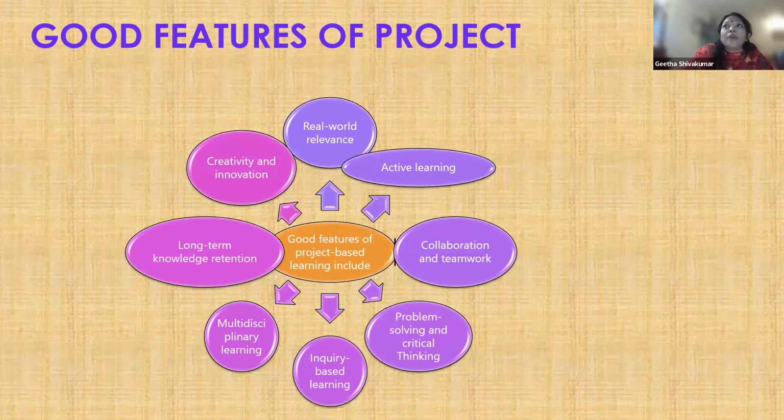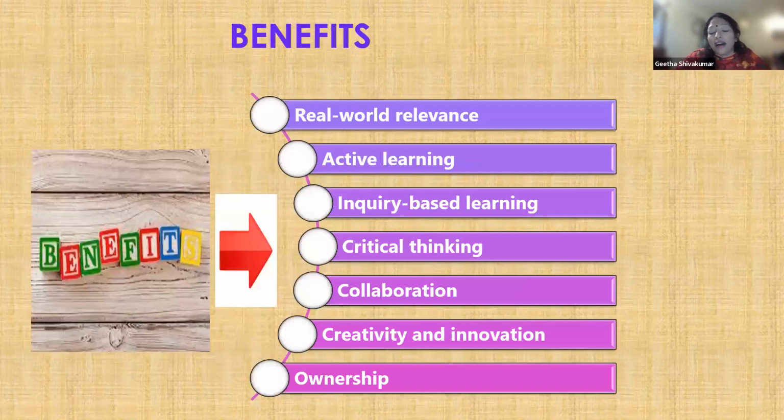So we are preparing them for holistic development, which we are giving as a teacher and as a school. So it is very important that apart from the individual project, we give projects which are in pairs and in groups. Then they should think critically about the project. There should be inquiry based learning, where they inquire and learn themselves, and put forward their point. And multidisciplinary learning should be there, so that there is long term retention. So the benefits are real world relevance, active learning, critical thinking, inquiry based learning, collaboration, creativity, and ownership. Ownership is when they themselves are the owners who complete their project.